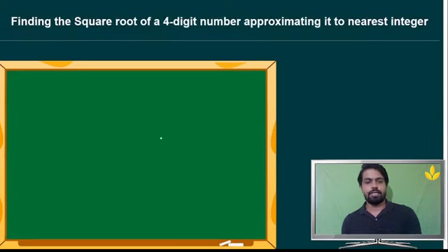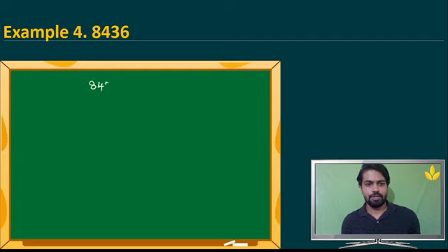Now we are going to check the numbers which are not perfect square. Finding the square root of a 4-digit number, approximating it to the nearest integer. That means these numbers are not perfect squares. So even if they don't mention, you can guess it by verifying the final answer. I am not telling this is ending with 6 means it's going to be a perfect square. It may not be. So the range is again 8100 and 10,000.